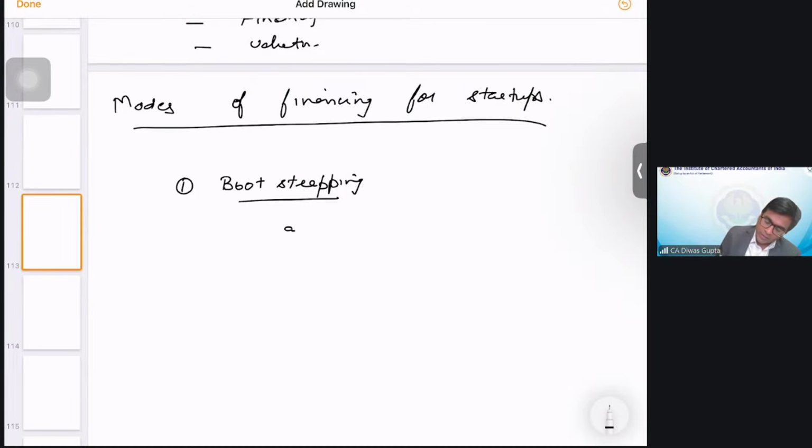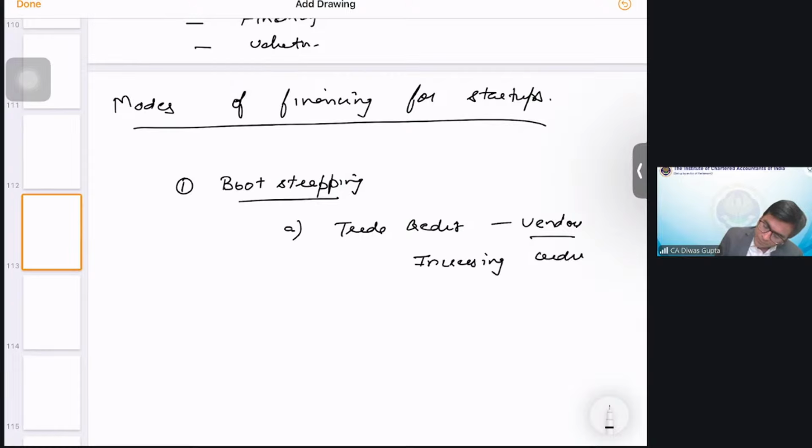How can you do that? One, through trade credit. Similar to what we discussed, right? You go to the vendors, you approach them and tell them that instead of, let's say, 60 days or 30 days, you make our credit period 90 days, right? So this is about increasing the credit period. Then this is on trade credit, right?